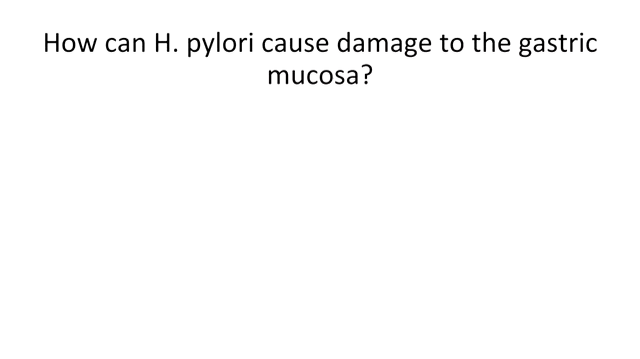How can H. pylori cause damage to the gastric mucosa? Okay, recall that H. pylori is a bacterium that commonly invades the stomach and can cause ulcers and gastritis. For step 1, you need to know that H. pylori produces the enzyme urease. Urease normally converts urea into ammonia.